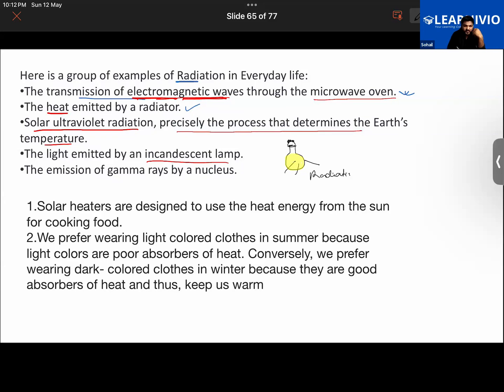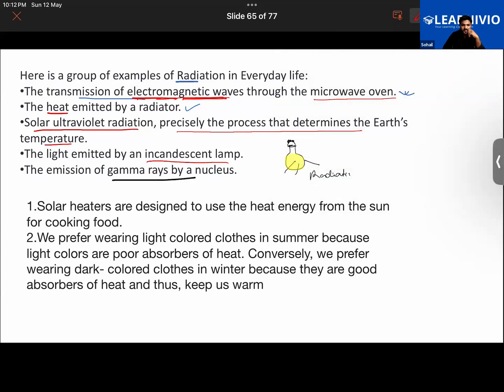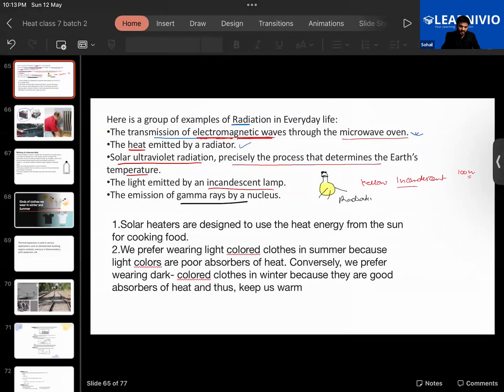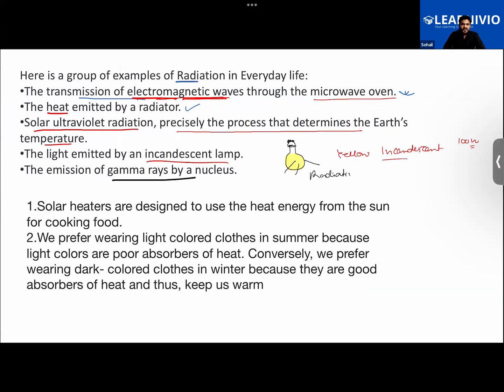Then you have emission of gamma rays by a nucleus. Sir, I didn't understand, sir. This one? See, you have yellow incandescent bulbs. Earlier, people were using the yellow incandescent bulbs. Nowadays, it is not manufactured. Usually, it was of 100 watt. It consumed lots of electricity. You're getting it or not? Let me show you. You got it? Good.